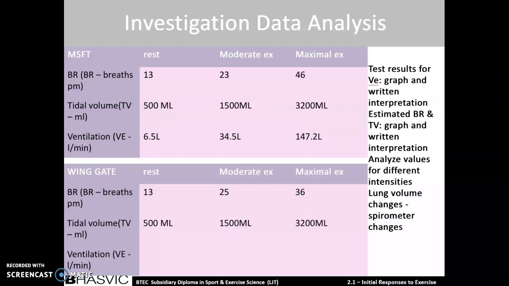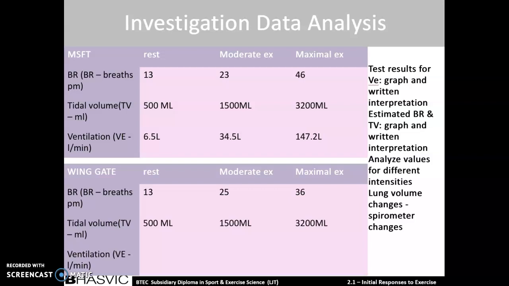Compared to normative data, whilst resting, ventilation is 5 to 8 litres, meaning this person is average. During moderate exercise, it is between 40 and 60 litres per minute, which means they are under the average. In maximal exercise, the average is between 120 and 140, meaning they are over the ventilation average. That was during the multi-stage fitness test.